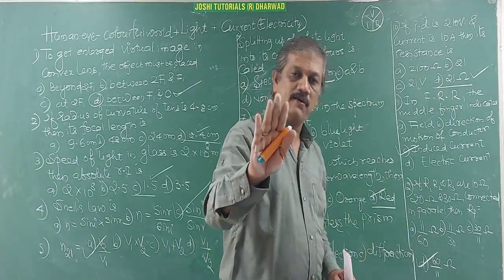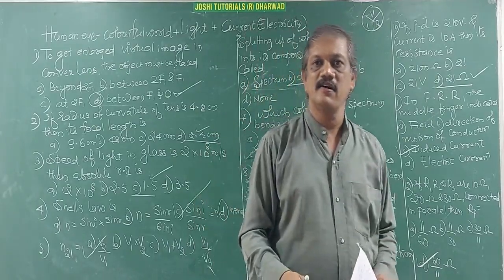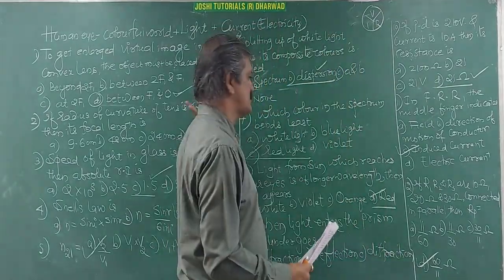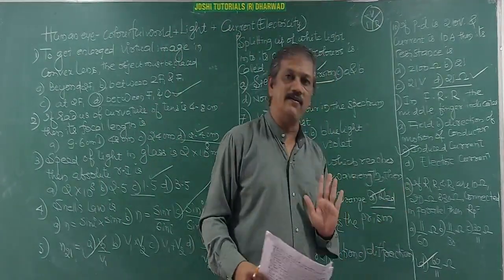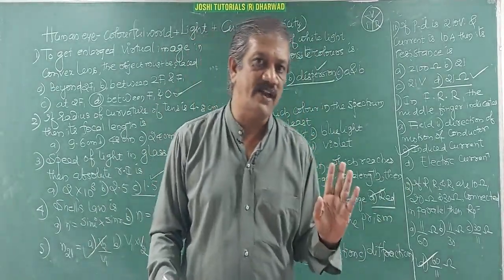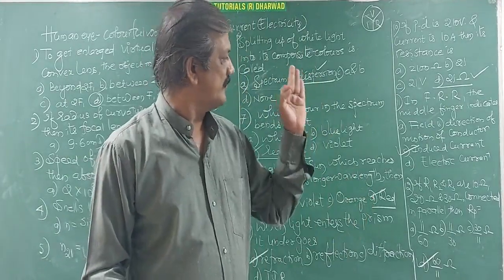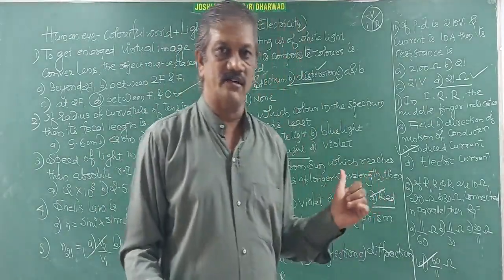With this, my dear students, I have covered 3 chapters. I have written here on the board 12. One more chapter is left out, that is the magnetic effect of electric current. We'll come to that. Thank you.